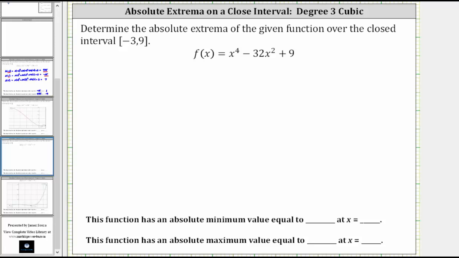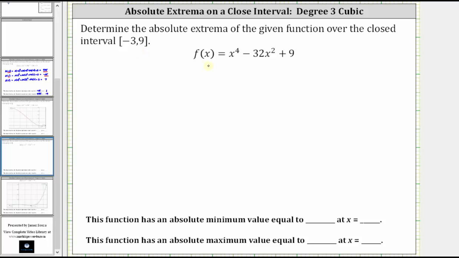We're asked to determine the absolute extrema of the given function over the closed interval from -3 to +9. Because the given function is continuous over the closed interval from -3 to +9, we are guaranteed to have an absolute maximum and an absolute minimum. To determine the absolute extrema, we evaluate the given function at the endpoints as well as at the critical numbers.